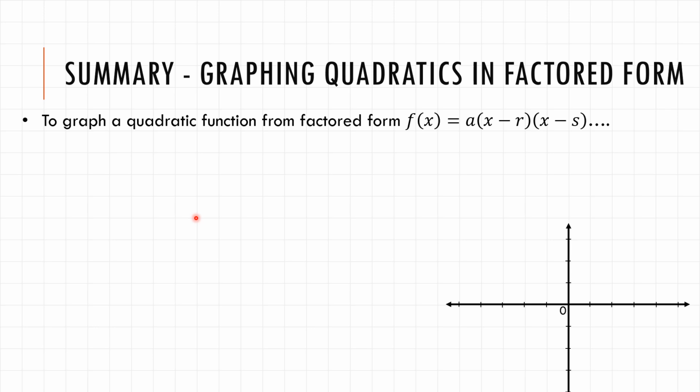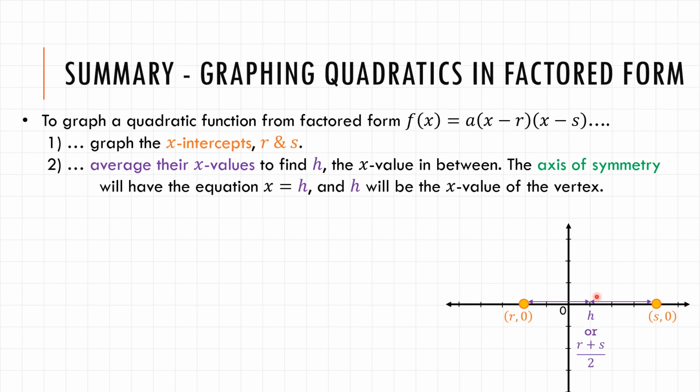So if we did want to graph a quadratic function from factored form, we don't actually have to expand it and complete the square to find the vertex. First, we'll just graph the x-intercepts. Then we will average them to find out what number is right in the center. What is that h value? Okay, that is the x value that's right in between. That is the x value of the vertex. It also tells us that the axis of symmetry will have an equation, x equals whatever that number is. The axis of symmetry will be right there.